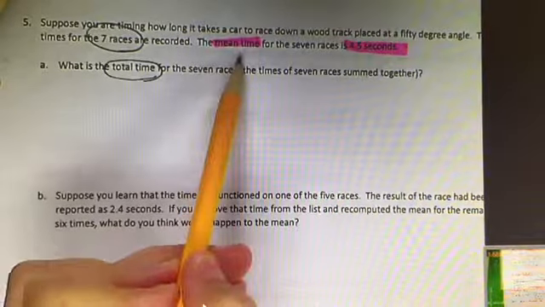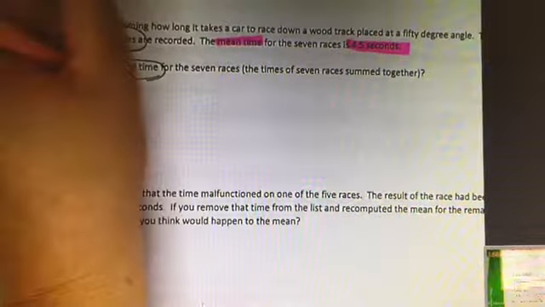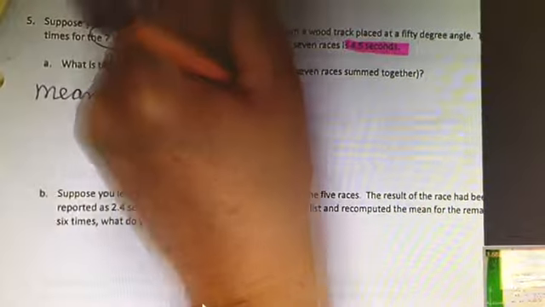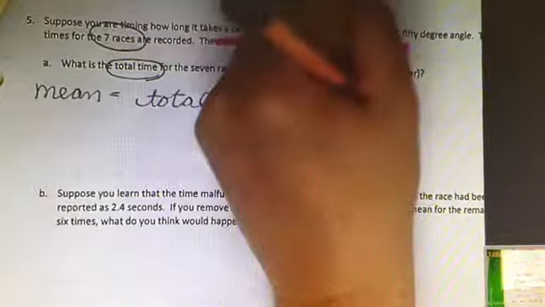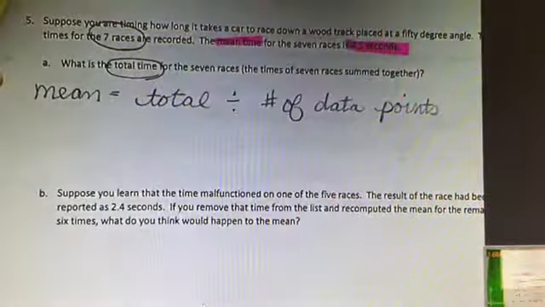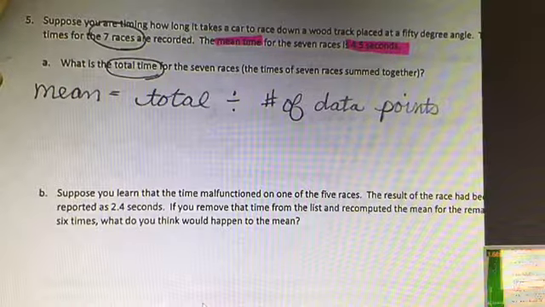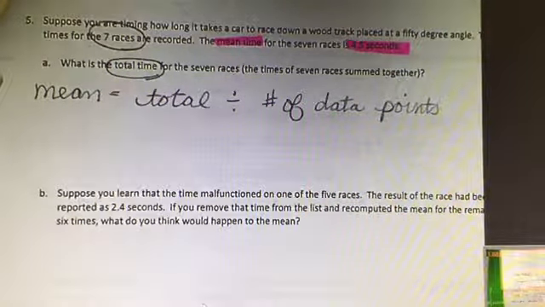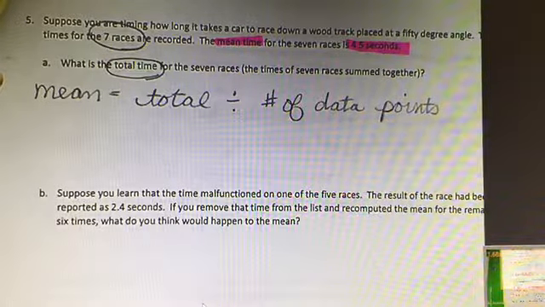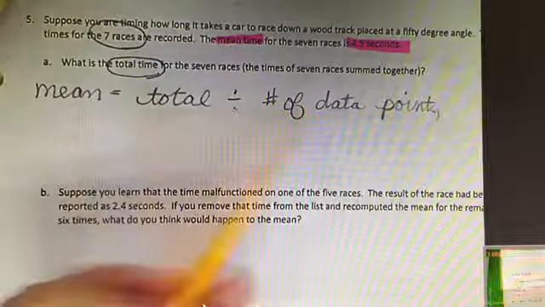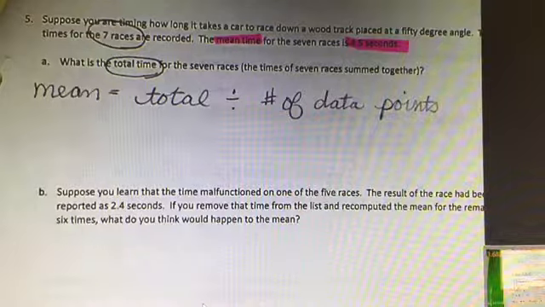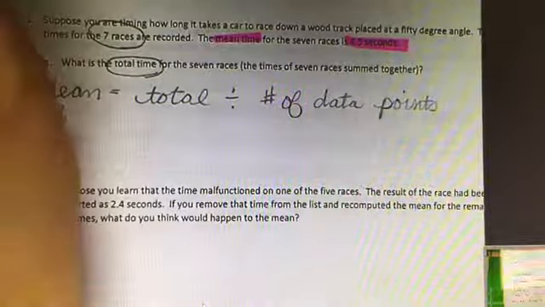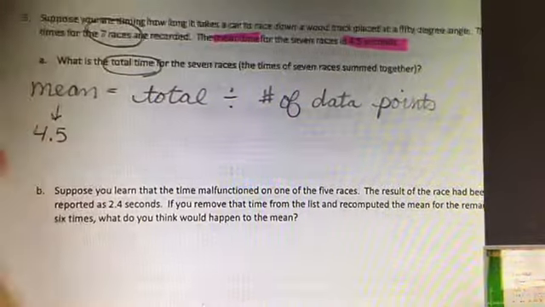Okay, well, they've only given me the mean. So we know that mean equals our total divided by the number of data points. So to find mean, we have to take our total and then divide it by the number of data points. Okay, so what information did they give us that we could fill in? If we wanted to make this an equation, what did they give us, Tyler? They gave us the mean. What's the mean, Tyler? 4 5/10 seconds, correct? Is our mean.